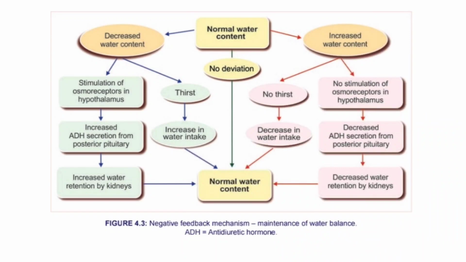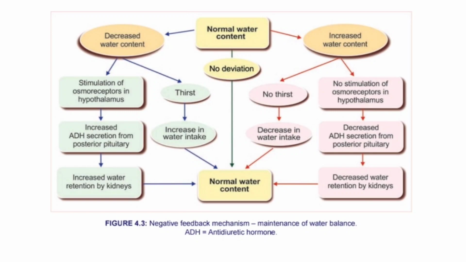Another example here is regarding the water content. When the water content in the body is normal, there is no deviation. But when it is decreased, there are two things which might happen. One is there is an increase in thirst and an increase in water intake, which leads back to normal water content. Or there might be stimulation of osmoreceptors in the hypothalamus, leading to increased ADH secretion from the posterior pituitary, leading to increased water retention by the kidneys, and normal water content is achieved.